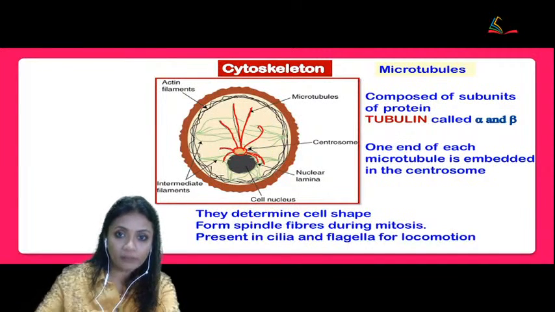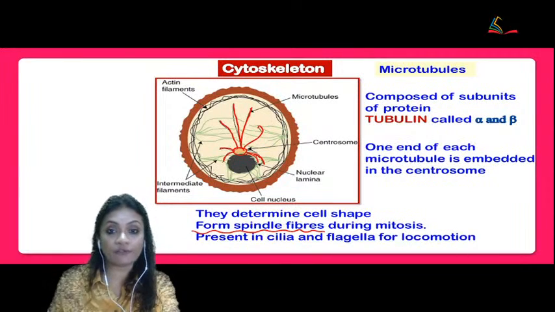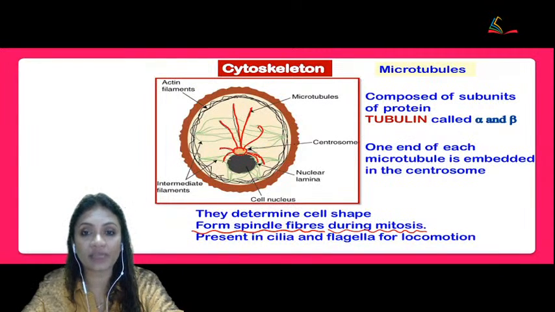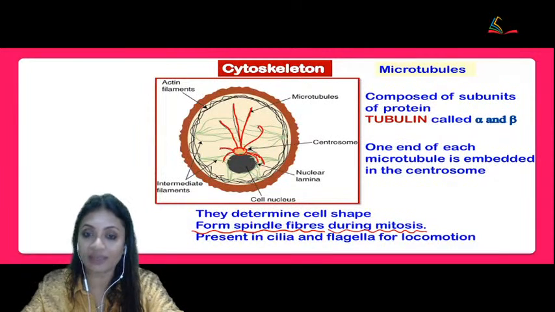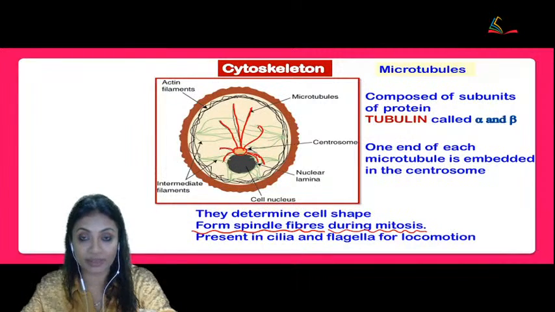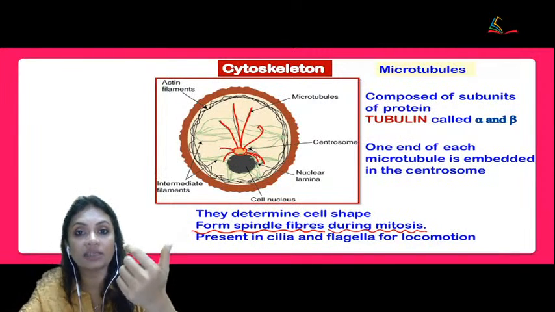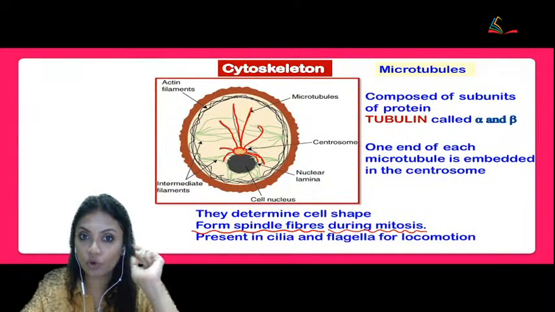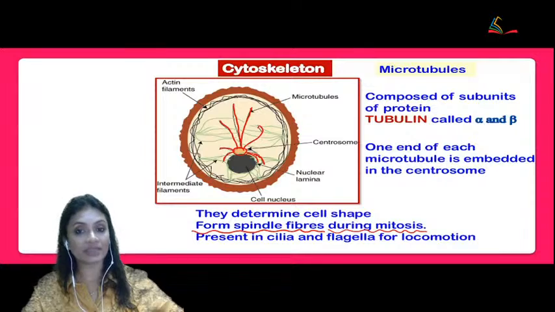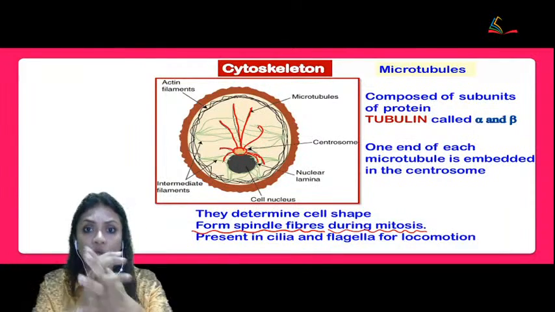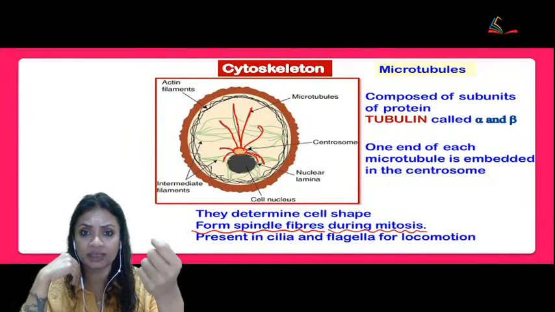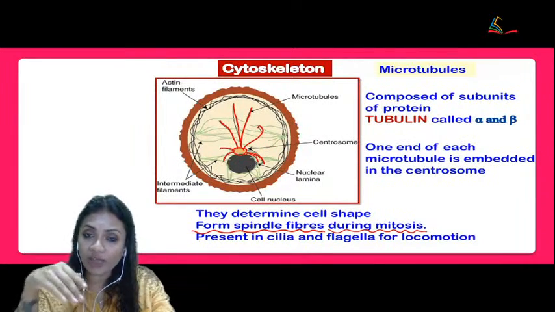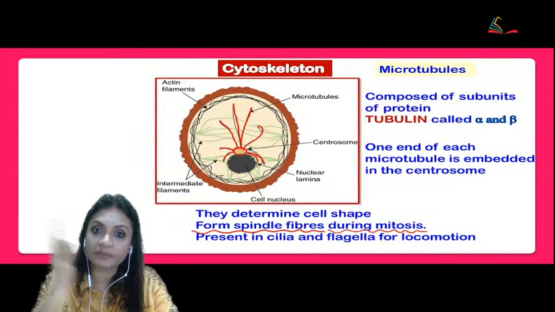Now, what is that role? They form spindle fibers. When? During mitosis. During mitosis, these help to form spindle fibers. Also, these microtubules are present in cilia and also in flagella. What are cilia and flagella? These are structures which many organisms use in order to locomote. For locomotion of the organism, or if it is a cell inside the body with cilia, the cilia allow substances to move around it. So flagella help the organism to move, but cilia help substances around it to move.